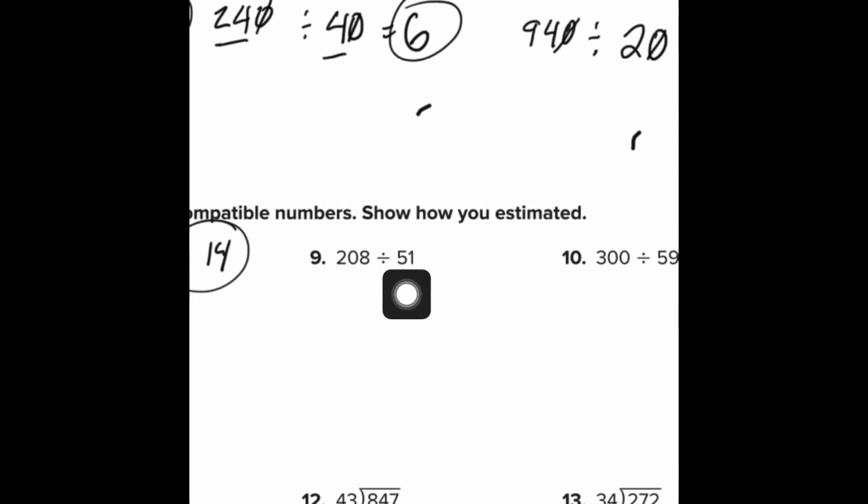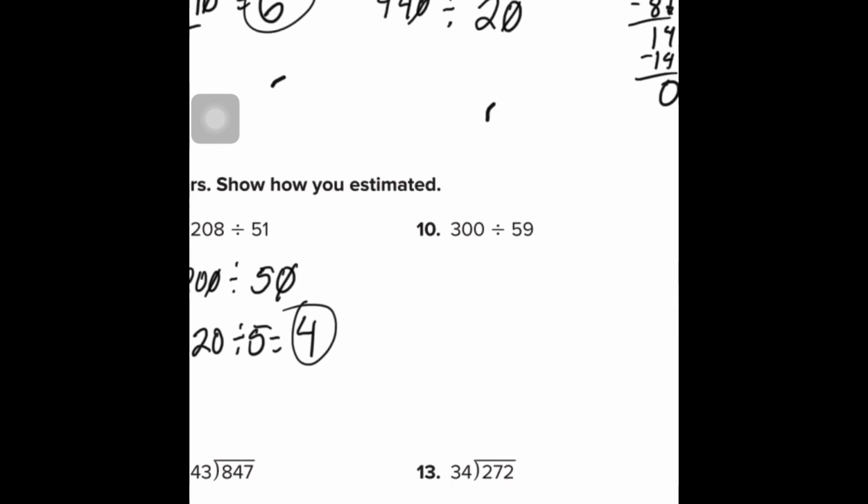Number 9. Estimate the divisor first. Around the divisor, we'll have it as 50. Then we're going to do the dividend. And 200, let's see, 50 will work a lot better with 200. Cross off a 0 because then I have 20 divided by 5, and I can remember my multiplication. Remember, that's a beautiful 4.